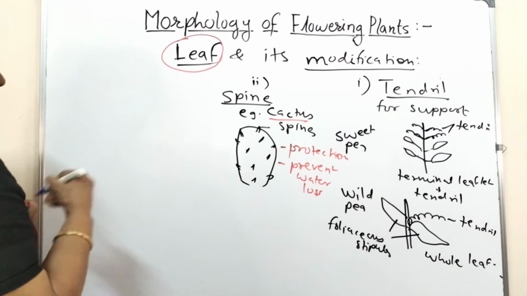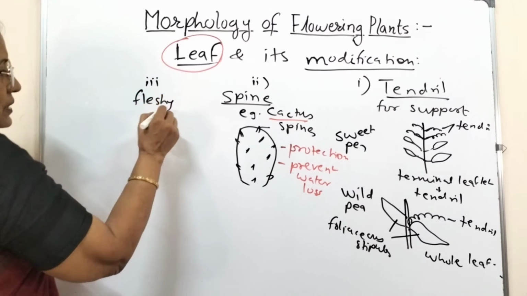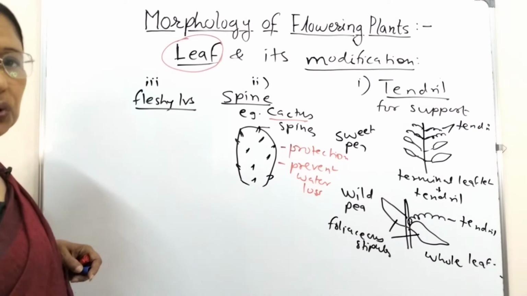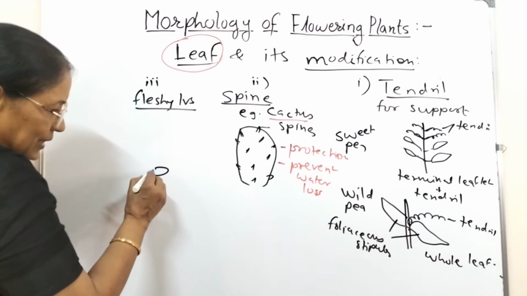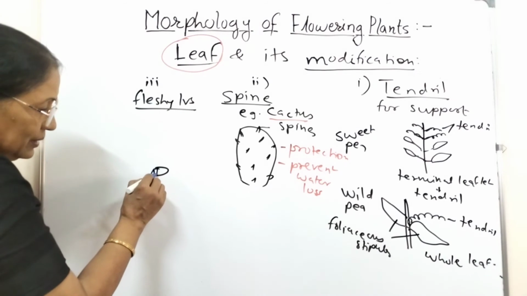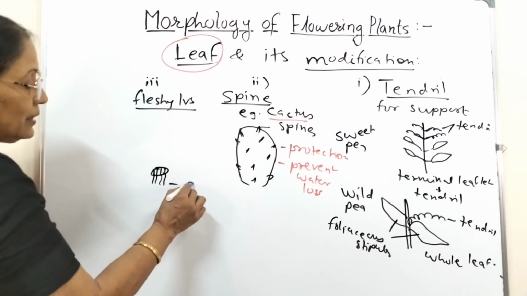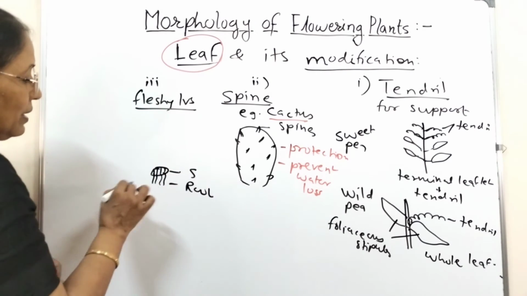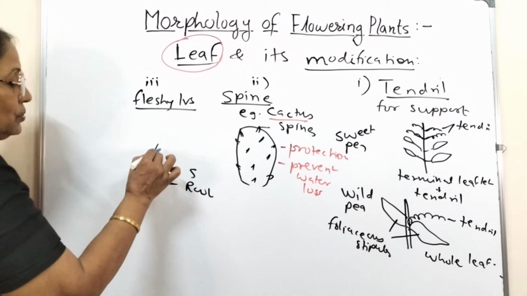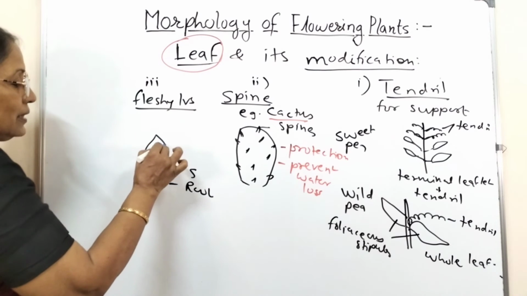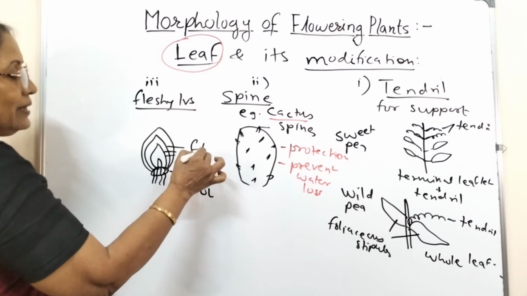Next, the fleshy leaves. Fleshy leaves, what is the function? Here the leaves, they store food. And the example you know, that is the onion. So this is the reduced stem. The stem is having the nodes and internodes. From the lower side of the nodes, here you find the root. And here at the center, the bud is there. And from each node, these leaves are coming out. These leaves, they store food. So these are the fleshy leaves.